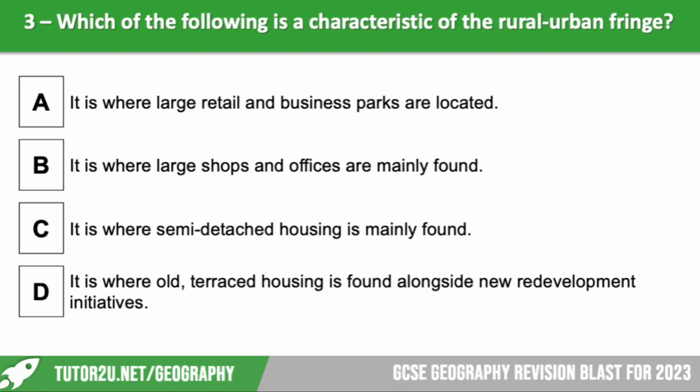Right, 3. Which of the following is a characteristic of the rural-urban fringe? So this is the area right on the edge of the city. A, is where large retail and business parks are located. B, is where large shops and offices are mainly found. C, is where semi-detached housing is mainly found. And D, is where old terraced housing is found alongside new redevelopment initiatives. So we're looking for a characteristic of the rural-urban fringe.